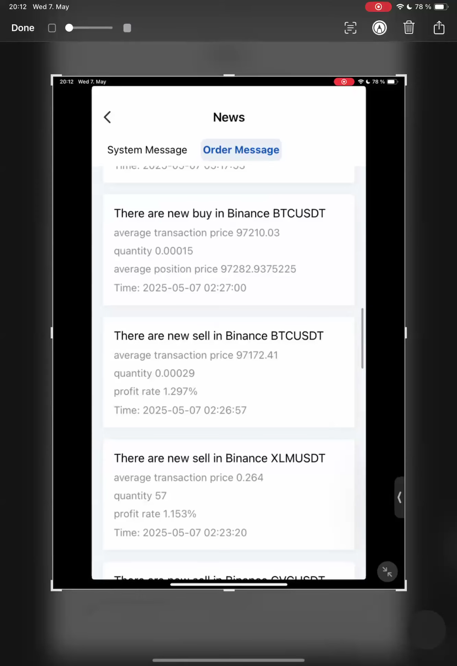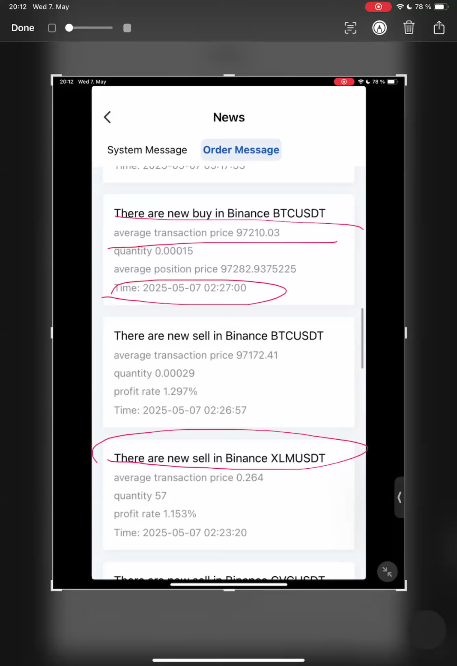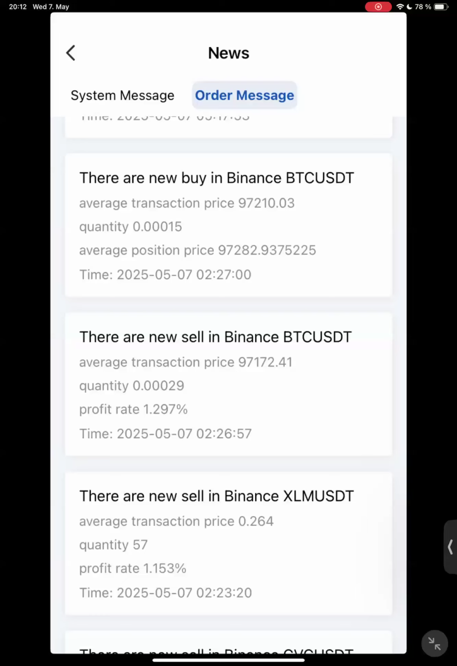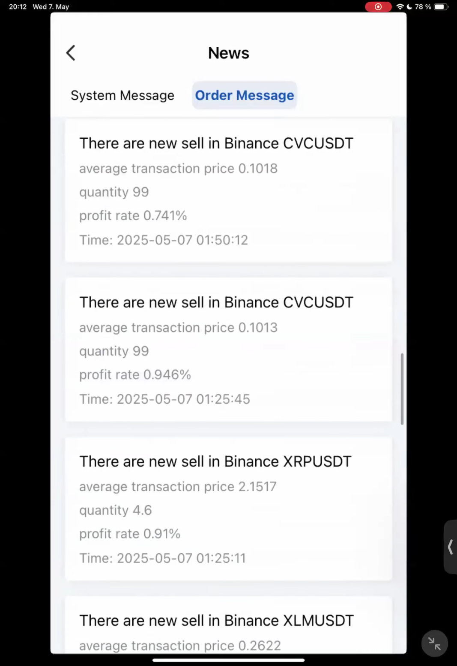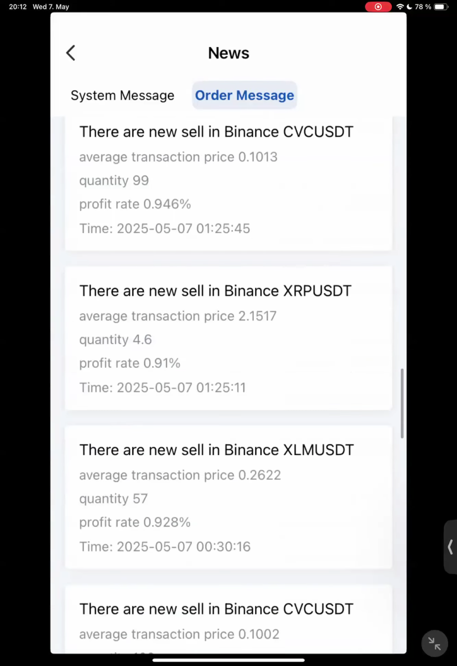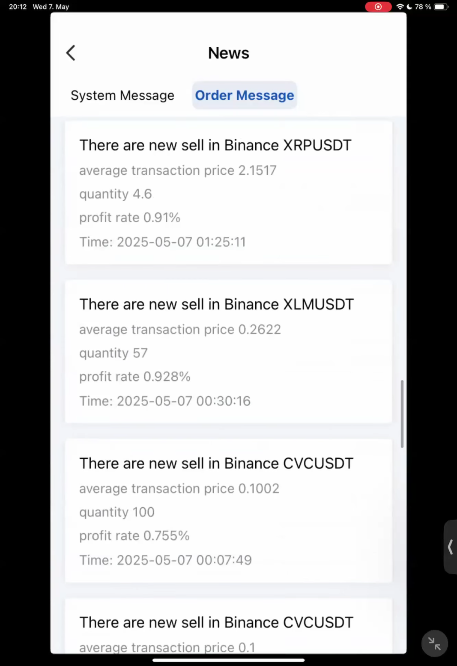So at 2 a.m., whilst I was sleeping, the robot was buying. At 2 a.m., whilst I was sleeping, the robot was selling. So you can see buy, sells, buy, sells. So that is the main reason why we went in for this robot. Instead of me being awake to buy or sell, I set it down. Then the robot does its work. You can see at midnight, it works a lot.